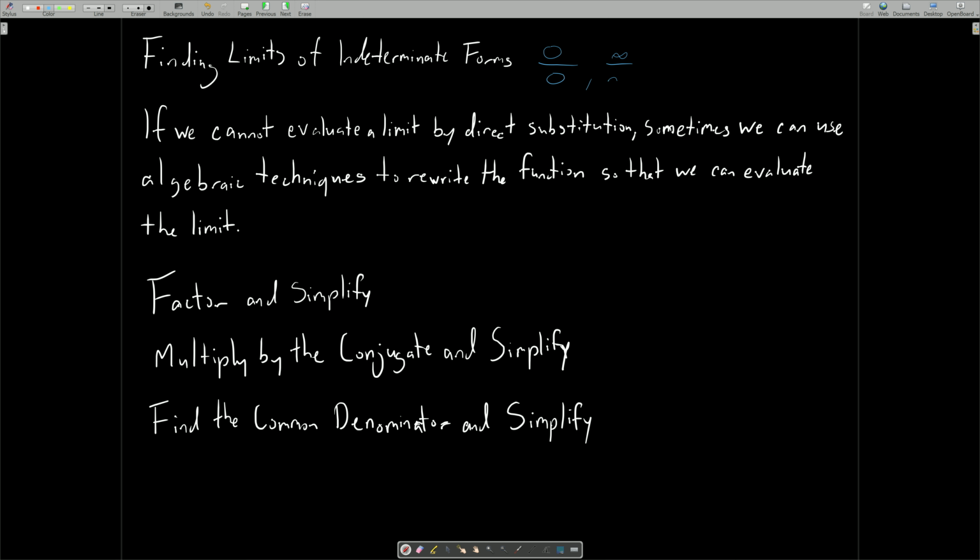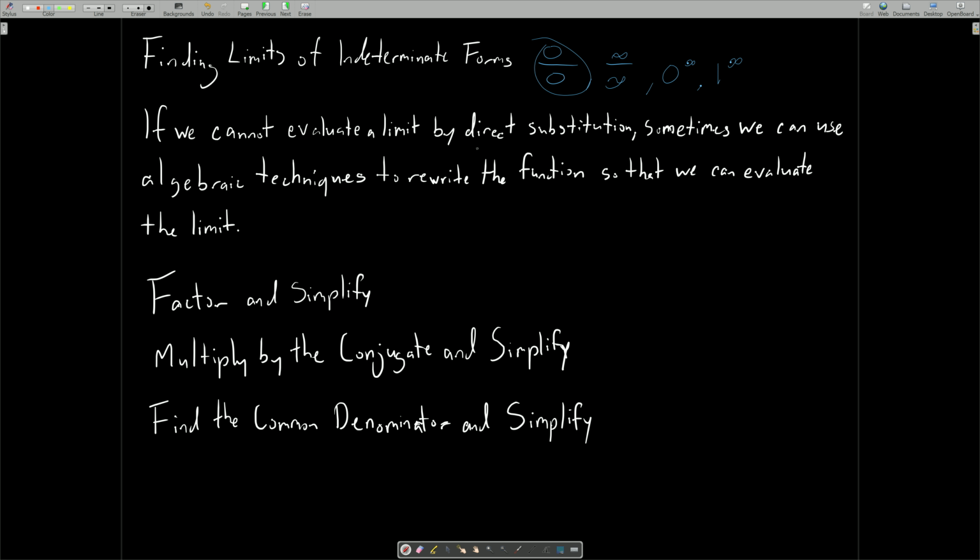You can also find infinity over infinity, or 0 to the power infinity, or 1 to the power infinity, or something like that. But you'll mostly look at 0 over 0. That's your indeterminate form. And what that means is you have to go a step further if you want to evaluate your limit. This can't be your final answer.